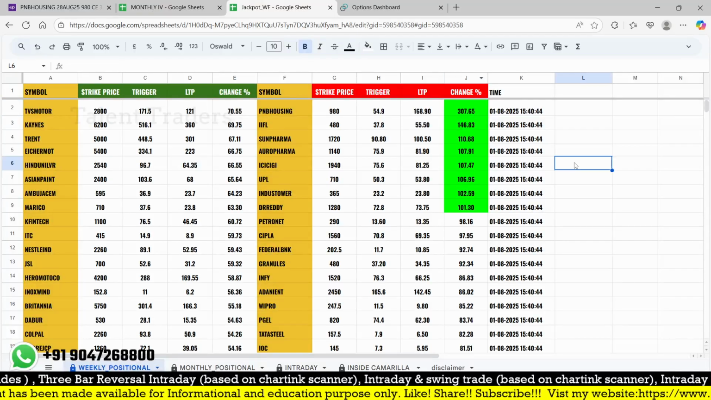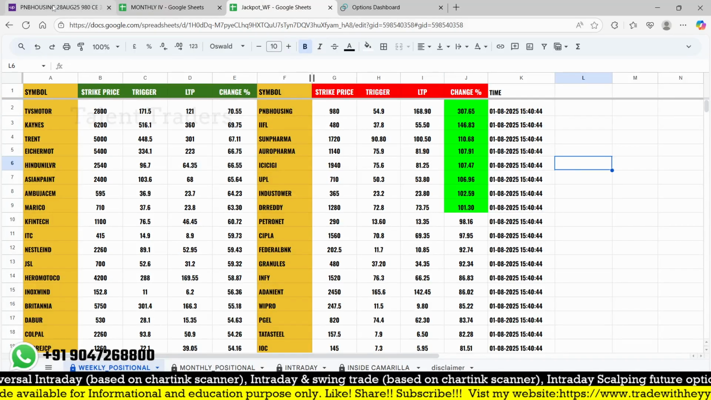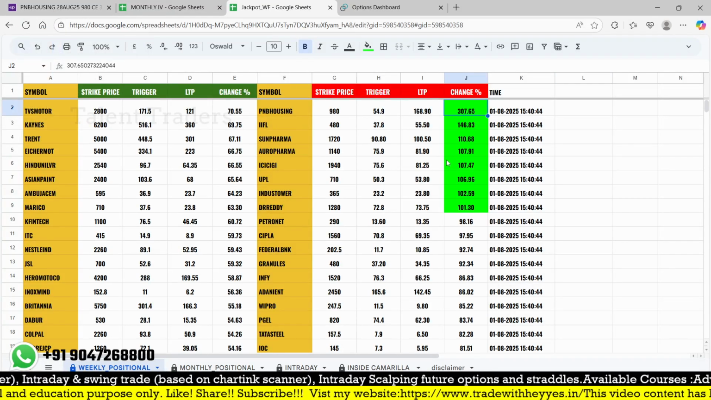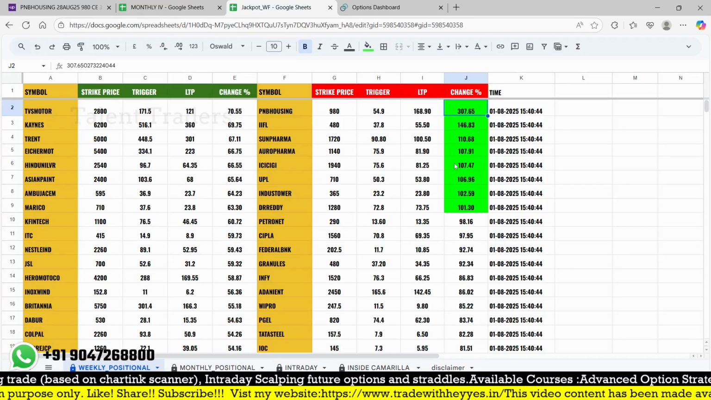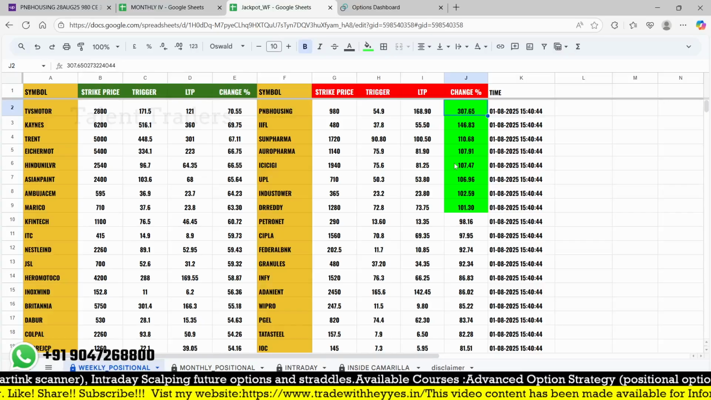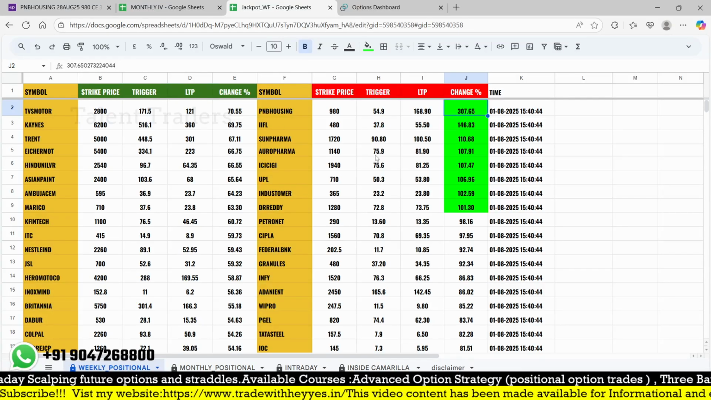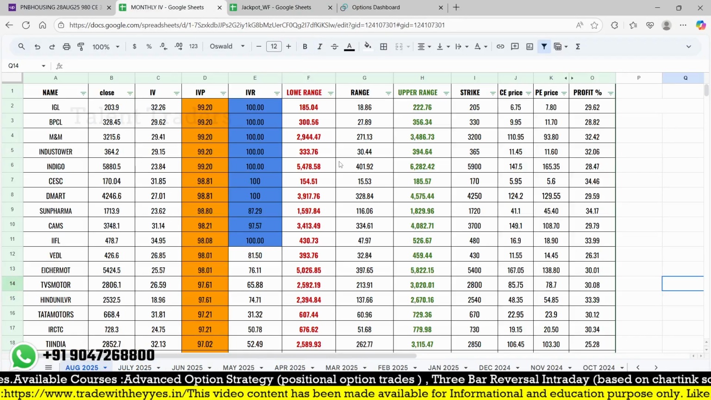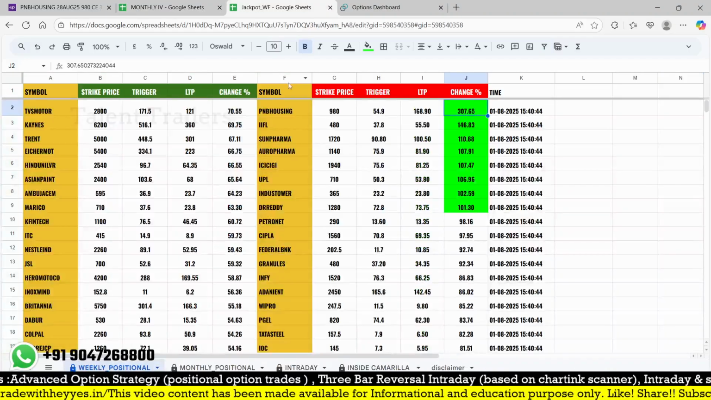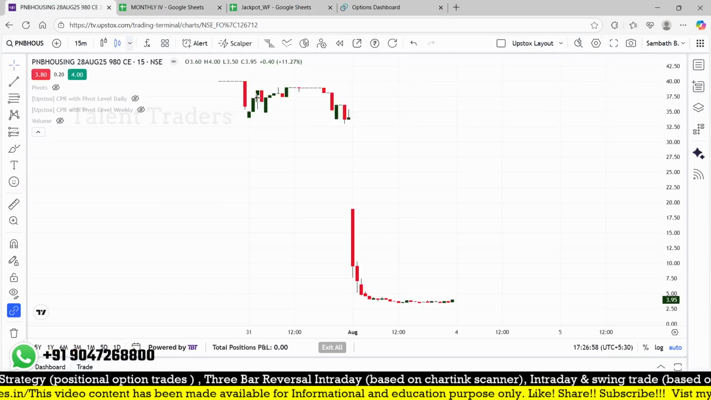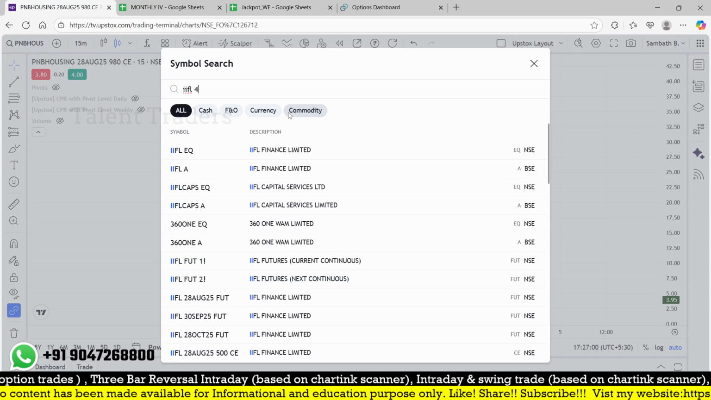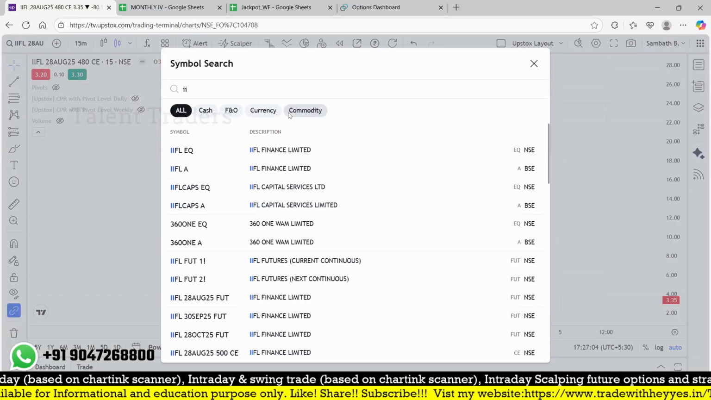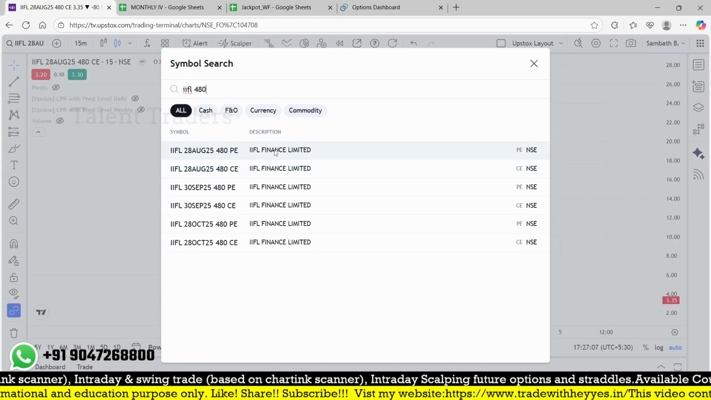And some of the stocks may be triggered, IAFL 480. Let me check whether it is a valid entry or not. You know how to find the entry based on our advanced option strategy. This is a scanner for directional, and this one is a scanner for non-directional kinds of strategies. And IAFL 480, in this case the put option, let me see whether it is giving you an opportunity or not.